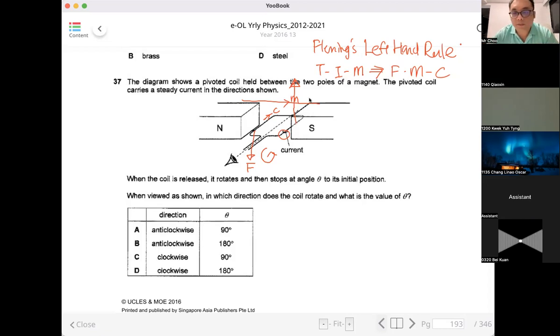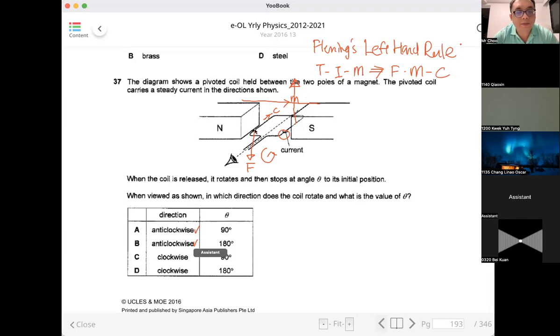Okay, Bei Kuan, can you tell me? The left side goes down, the right side goes up. Is it clockwise or anti-clockwise? Okay, so correct. Bei Kuan, you're right. So are you able to understand? It will be anti-clockwise. So the answer will be either A or B.